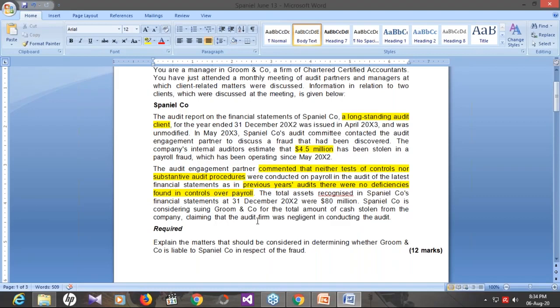So actually, the firm, Groom and Co, has a threat from Spaniel Co that they will sue the company for professional negligence, and this is a matter of detecting the fraud. So how are we going to tackle this? ISA 240 is very important. You have to consider the matters according to ISA 240.